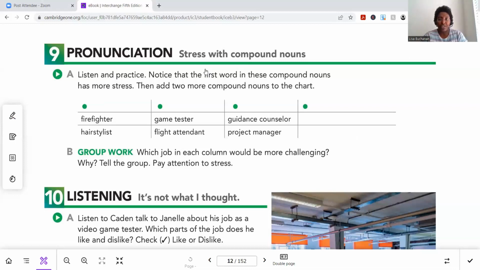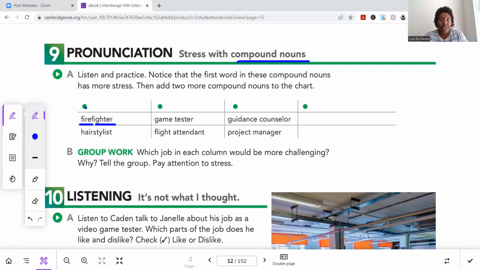Pronunciation. Stress with compound words. So a compound word is two words together. And of course, those two words create this new word or this new meaning. So by itself, it doesn't have the same meaning as when we put the two nouns together, which is compound. So firefighter, right? So separately, fire and fighter have different meanings, but we put them together, we know what a firefighter is as a profession.